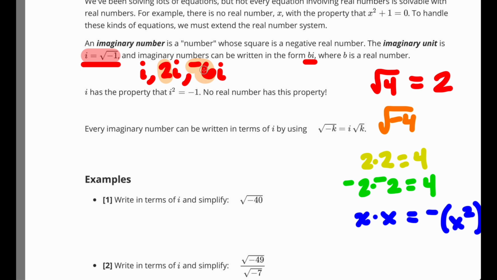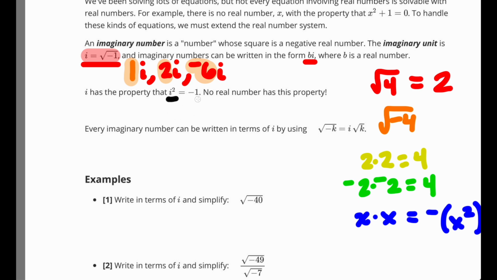The -6 would be the b for this one. With the i, it would be 1. It's just invisible, but that's what the b value would be. So if you notice, it's a real number, positive or negative, or 0, you can actually have 0 as well, times i. Okay. An interesting thing about i is that when you square it, you get -1.